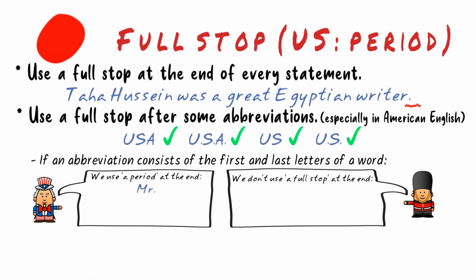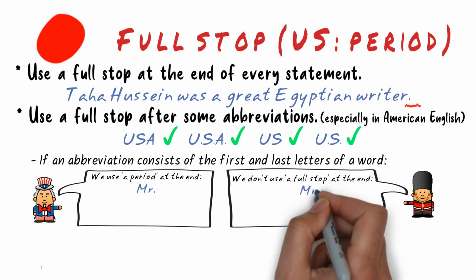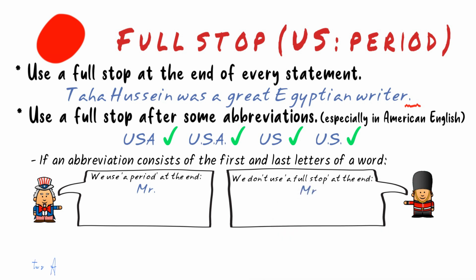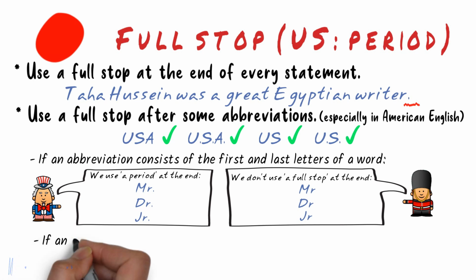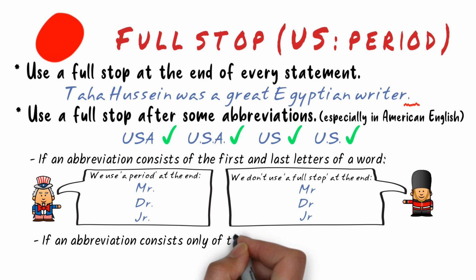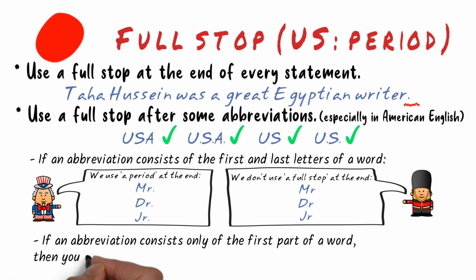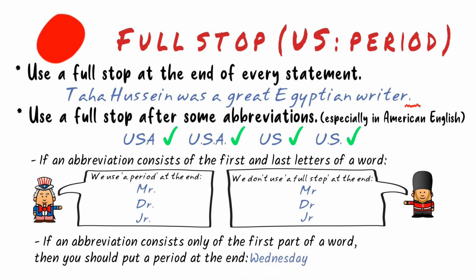Mr. Mr. Doctor. Doctor. Junior. Junior. If the abbreviation consists only of the first part of a word, then you should put a period at the end. Like in the names of days and some months.